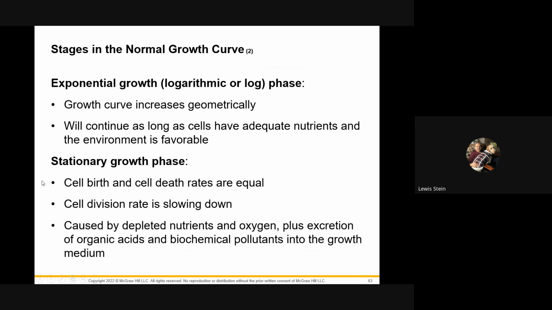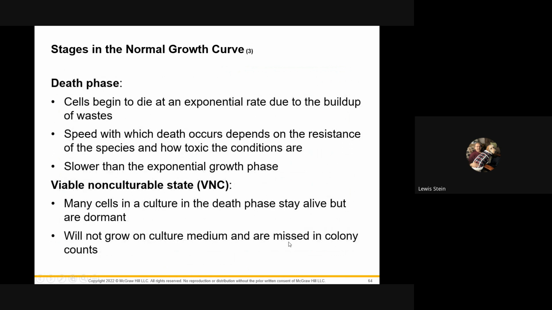We call that the stationary phase. It doesn't mean it stopped growing. It means that as many are growing as are dying. We're measuring the number of viable organisms. So it's not that there aren't ones that are living. Some are living, some are dying, but it's roughly equal. But it indicates the rate is slowing down. Depleted nutrients, depleted oxygen, lots of waste products in the media.